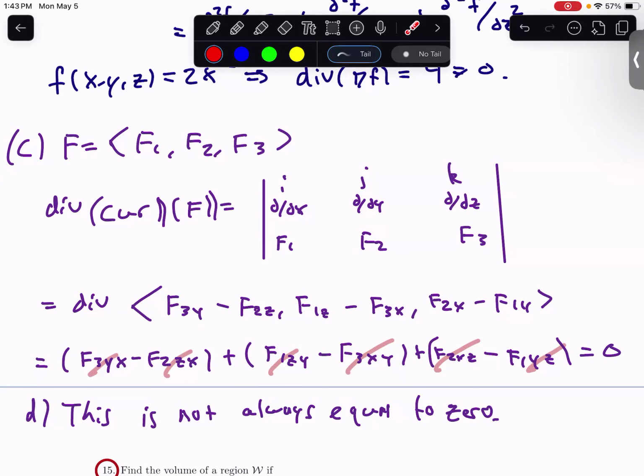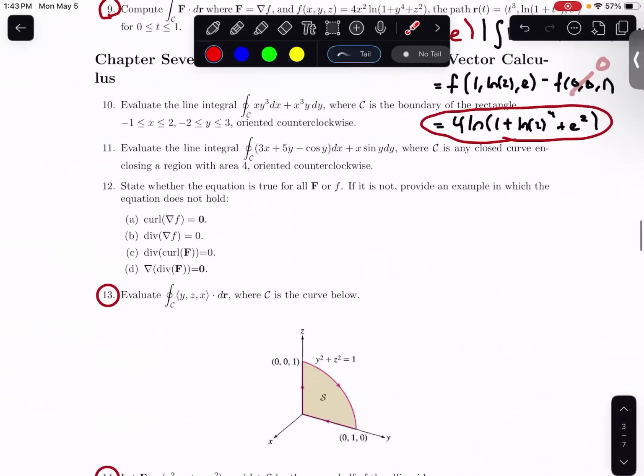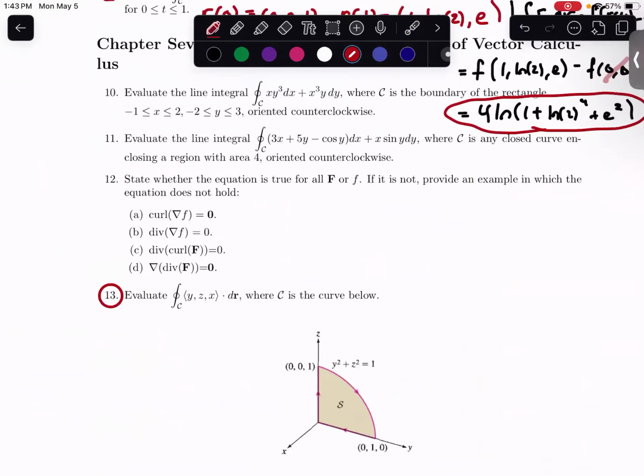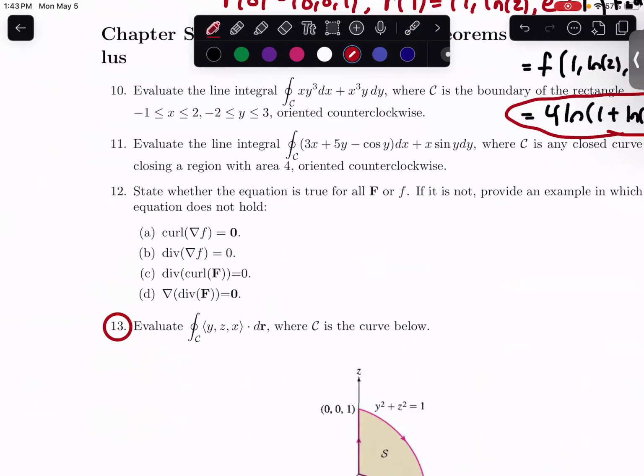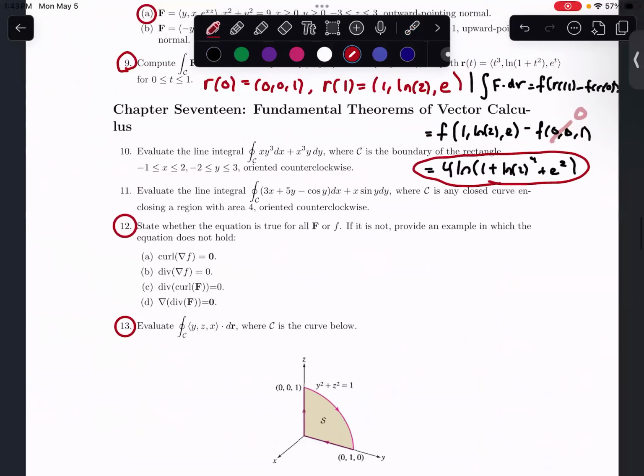Yeah, so that's the gist of it for whatever problem this is, problem 12. I think part D is pretty much the same as the others. You just have to follow the definitions and then see what ends up happening. Okay.